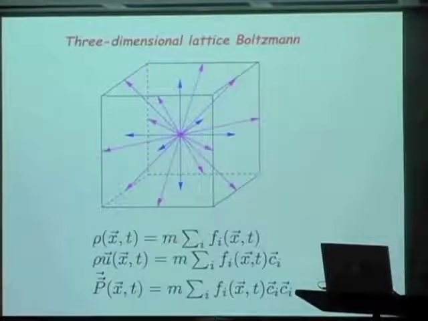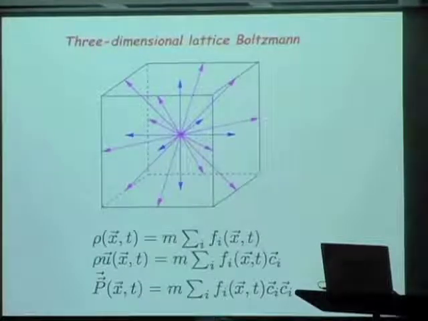If I want the density of the fluid, rho of x and t, where x is centered here at a given time t, all I have to do is count how many particles, or the probability of having a particle, along one of these directions i. So i is the index which is labeling the discrete speeds. This is the analog of the integration.